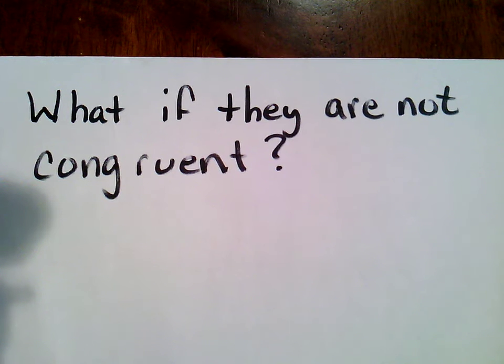All right, now in the last two videos, we were looking at parallel lines and transversals. But one question is not answered. What if our angles are not congruent? How exactly do we handle that? Well, let's take a look at three problems here.